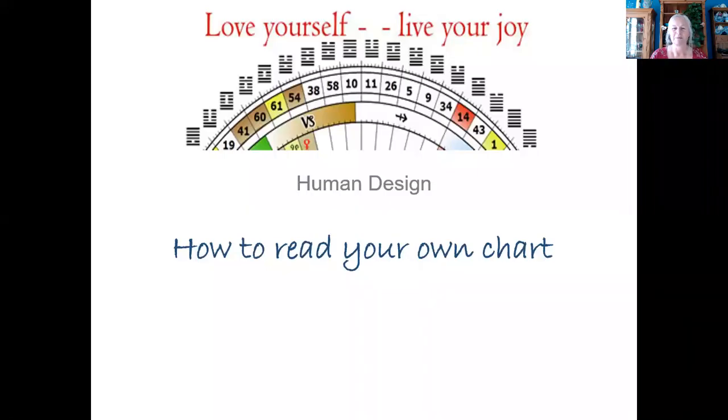Hi there, my name's Marion May and I'm going to be talking you through how to read your own chart. A lot of people, when they first come to Human Design and get this wonderful looking chart, the first thing they want to know is, what does it mean?